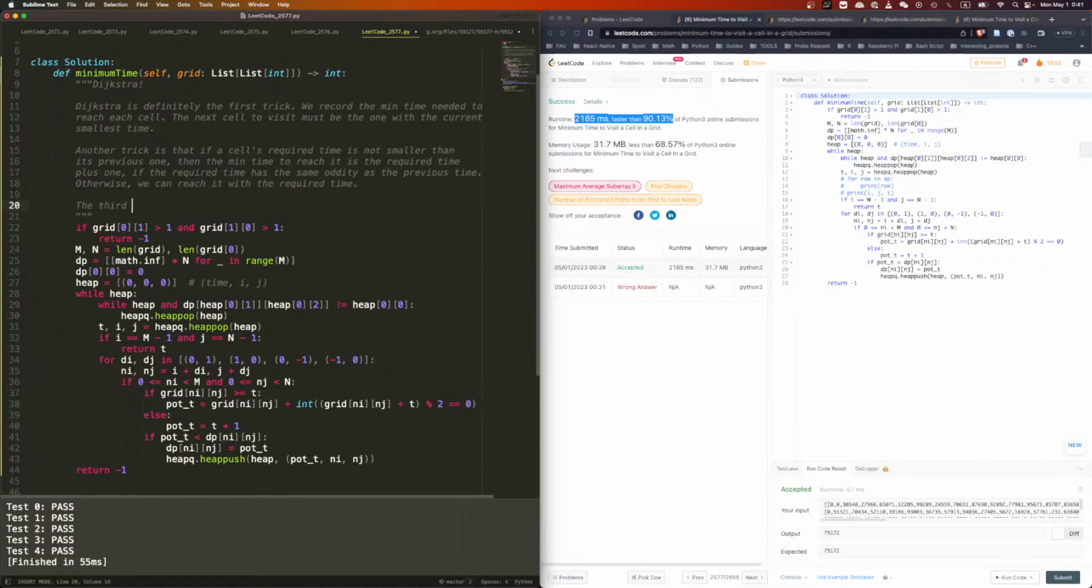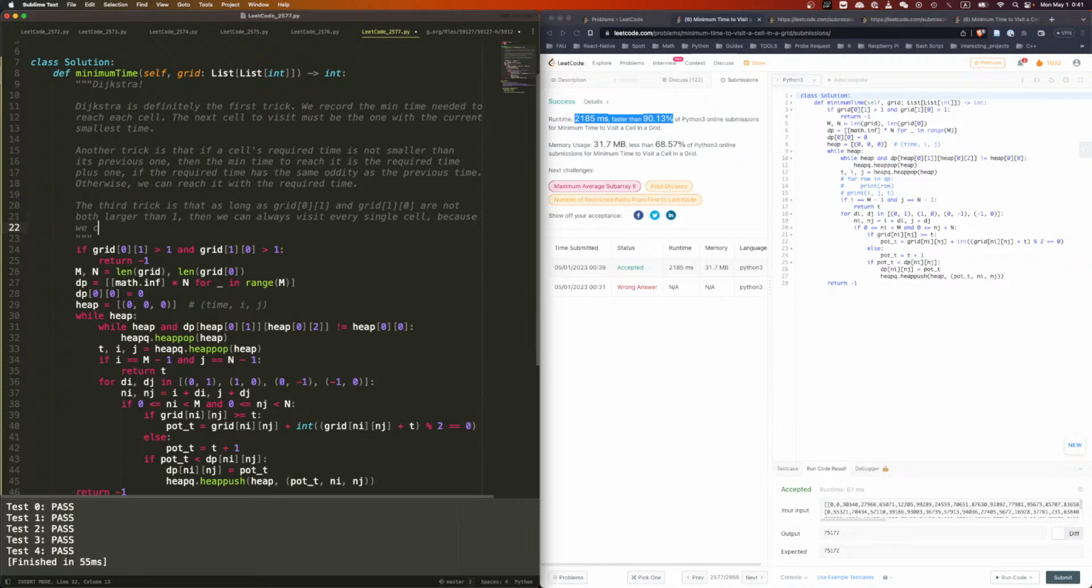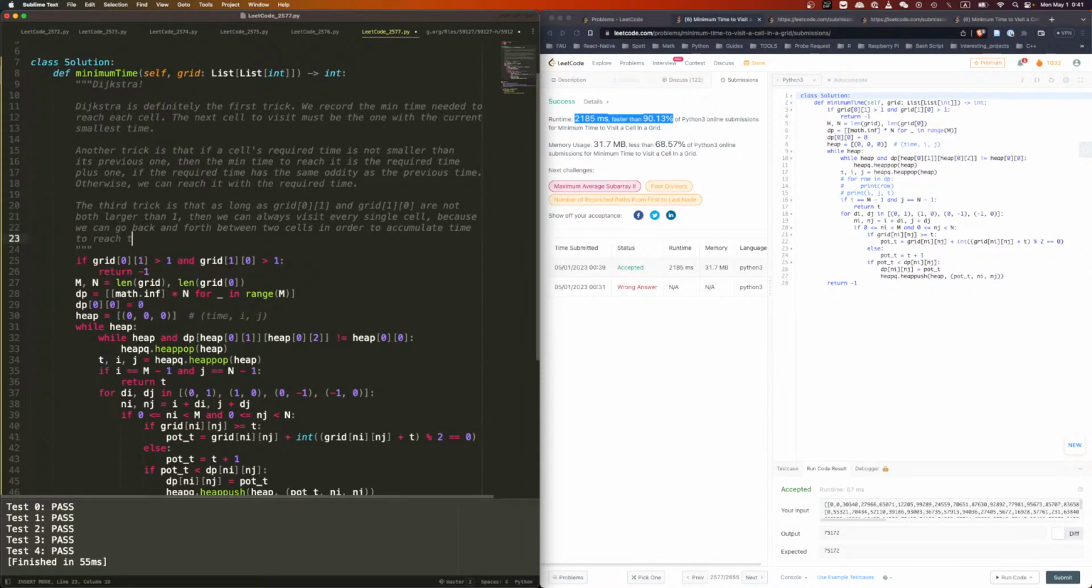The third trick is that as long as grid 0, 1 and grid 1, 0 are not both larger than 1, then we can always visit every single cell because we can go back and forth, right, between two cells in order to accumulate time to reach the requirement of the next cell.